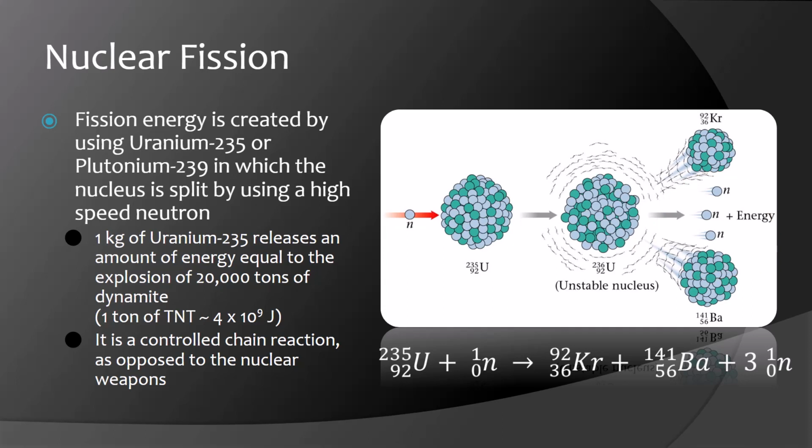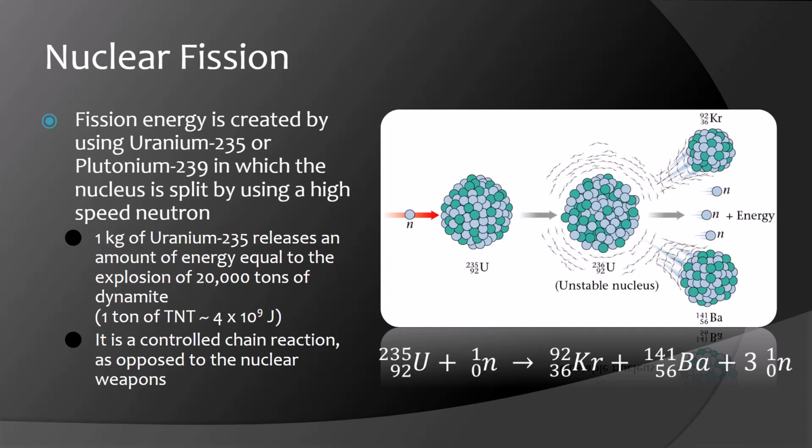Now, to give you an idea of the energy, 1 kilogram of uranium, which is approximately 2.2 pounds, will release the amount of energy equal to the explosion of 20,000 tons of dynamite. That's a pretty large amount, and 1 ton of TNT is equal to approximately 4 times 10 to the 9th joules. That's a crazy amount of energy.